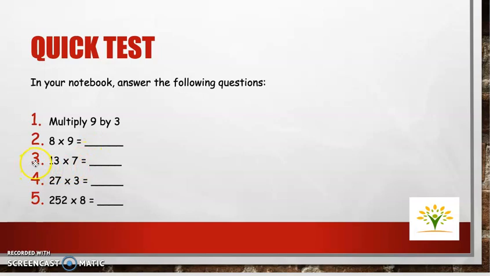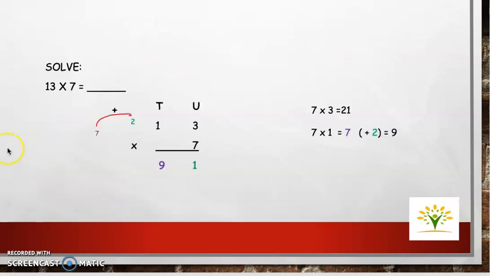Okay, so the third one is 13 times 7. Oh, you wouldn't find this in your regular multiplication table, so you have to solve for this. So I'll show you how. You must have done it, but this will just remind you. Here you have 13 times 7, right? And then you have your tens and your units. You have to place your values.